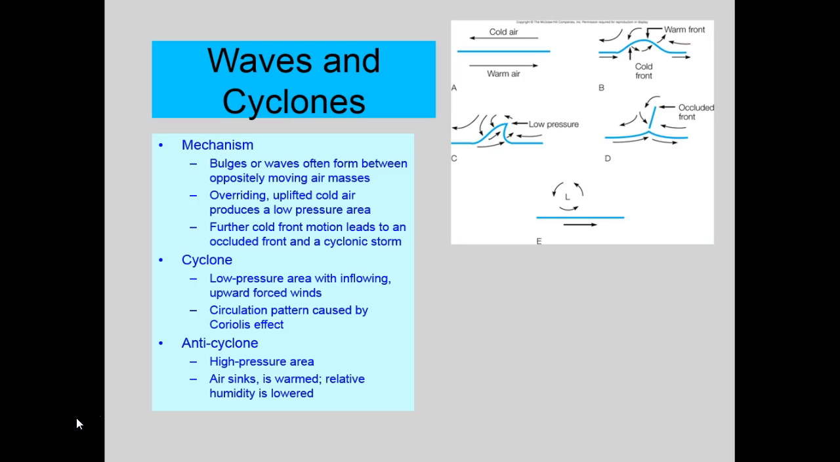So that's what the cyclone is, a low pressure area with inflowing upper force wind, a circulation pattern caused by the Coriolis effect, basically by the spinning of the earth. Now the anticyclone is a high pressure area, okay? Here the air turns clockwise when seen from above. The air sinks, is warm, relative humidity is lowered, and you tend not to have any rainfall in a high.